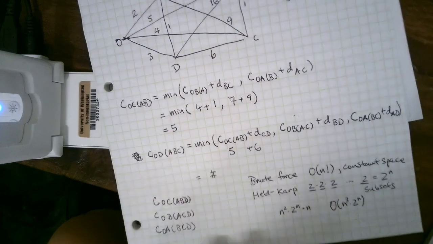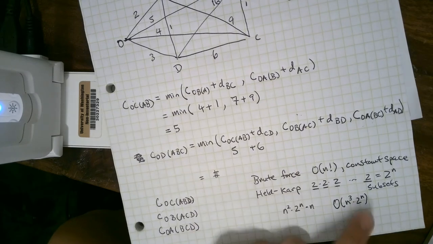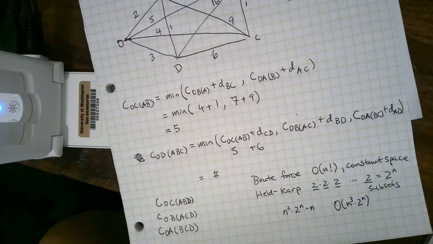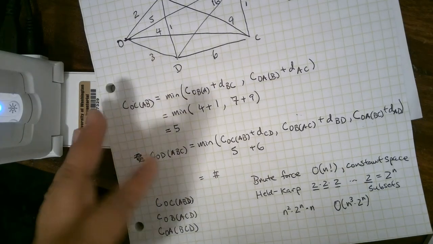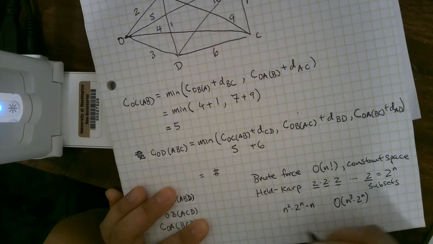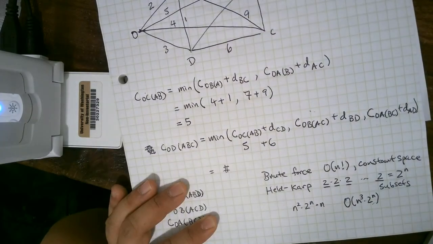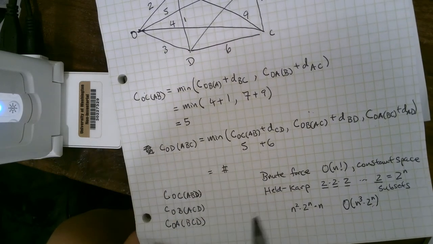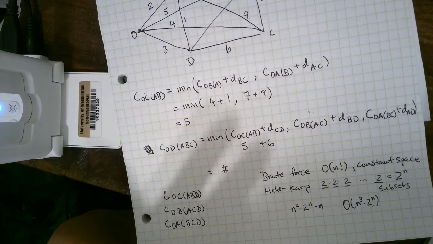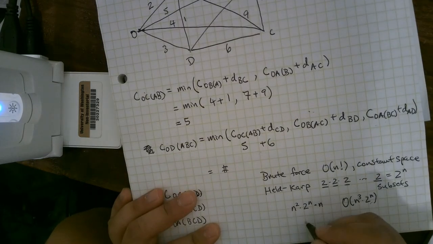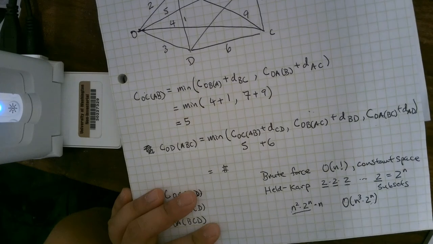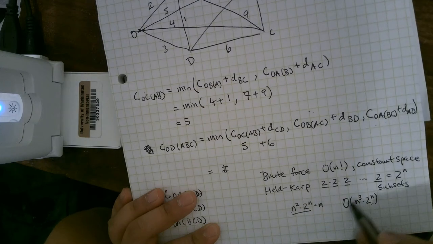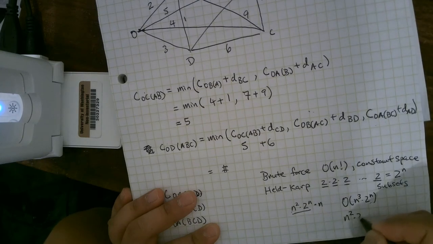That looks big, but it's smaller than n factorial. 2 to the n is smaller than n factorial, and n cubed is almost nothing. So good, it's faster. The problem is it stores more things. That's the amount of time, but we need to store the cost for each of these subsets, because when we calculate the big one, you don't know which subsets you're going to need. So we need to store all of them. That many subsets with starting and ending points. So it also takes n squared times 2 to the n space.